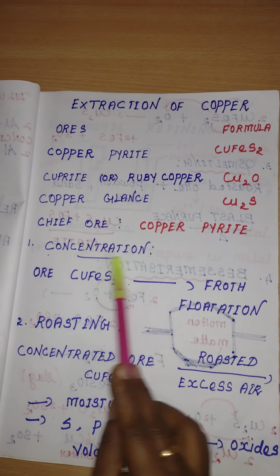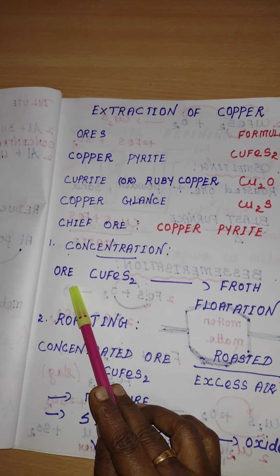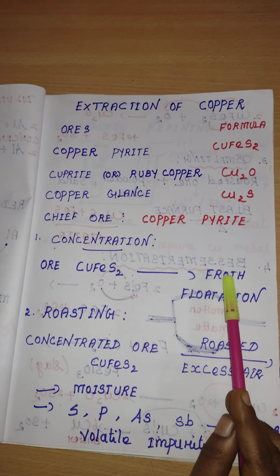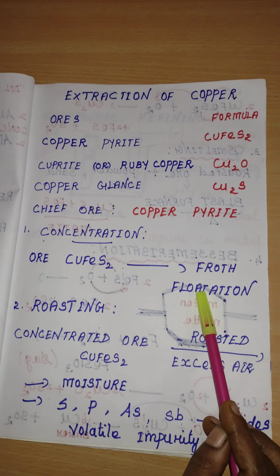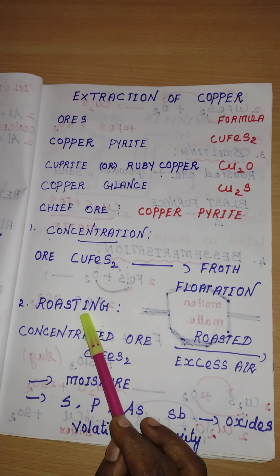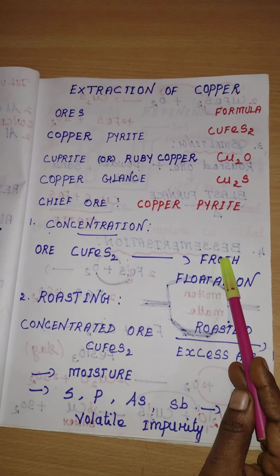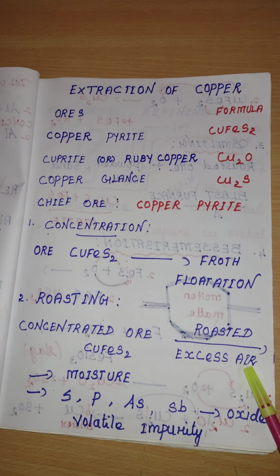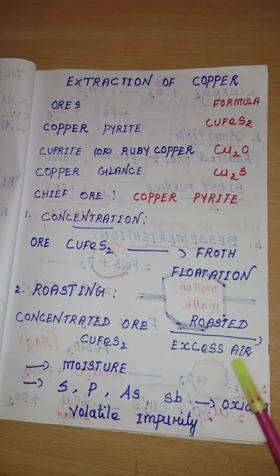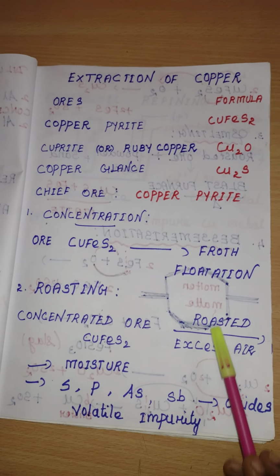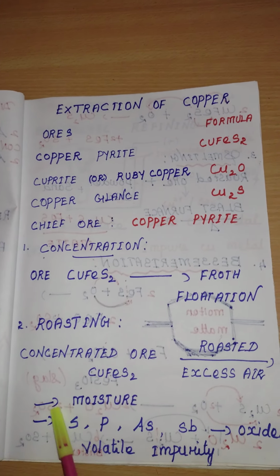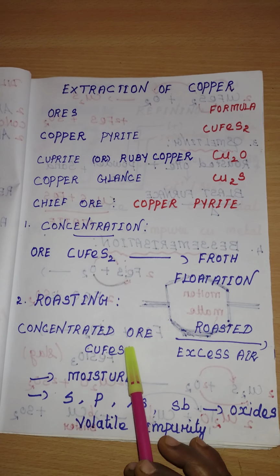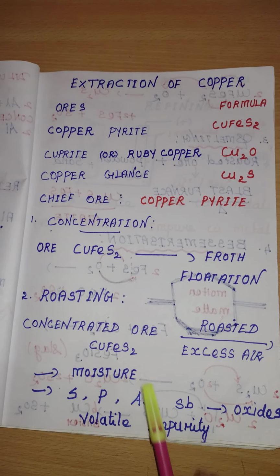First step, concentration. The ore is crushed and powdered and concentrated by the froth flotation process. Second step, roasting. You take the concentrated ore and roast it by passing excess of air. A large amount of air is passed for this roasting. Moisture is removed. If water is present in the ore, then these water molecules are removed.